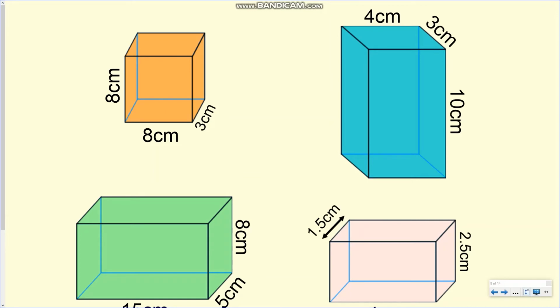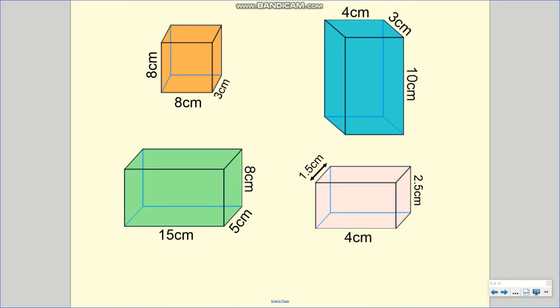Okay, so here are 4 examples for you to try out quickly. Pause the screen here, complete these 4 examples, and then in just a second I'll move on and show you the answers.